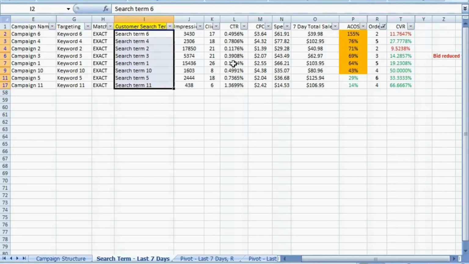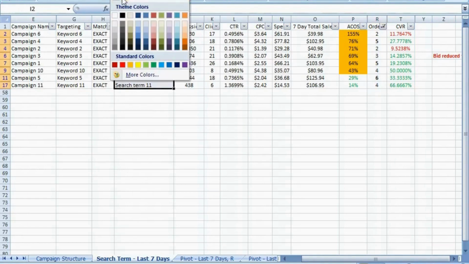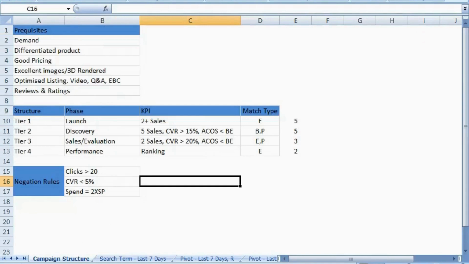Now these are the search terms and keywords where you got at least 2 orders, right? Now forget about ACOS, CVR, all that stuff. We'll evaluate that in a few seconds. But the first takeaway is that it's very, very critical for you to make sure that for each of the search terms there is a separate exact, a separate broad, and a separate phrase match campaign, right?